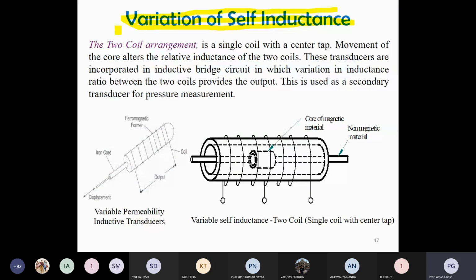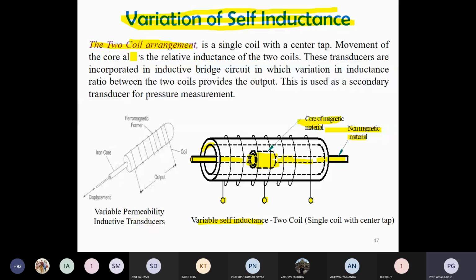So the two coil arrangement is there. Two coil arrangement means here you can see variable self inductance. A cylinder is there, and on the outer side the core is magnetic material. You can see the shaft; the dotted line means the shaft is inside. The rest is non-magnetic material, since the shaft is normally made of non-magnetic material. Here you can see the terminals of that inductance. Now if that point is changing, definitely the inductance values will change.